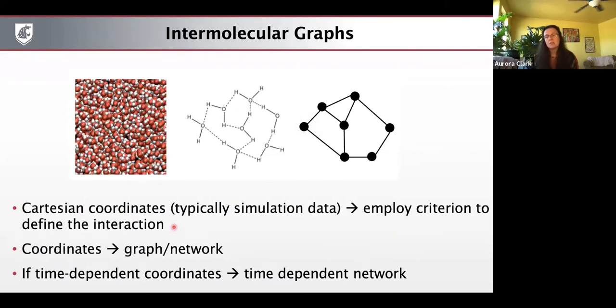Now, in our group, we study lots of different types of graphs, but one of the ones that we've really focused on because of this many-body particle interaction picture are what we call intermolecular network graphs. And these are based upon where we take the Cartesian coordinates of particles that are typically molecules, and we look at how those molecules are interacting with one another. And we use a definition of those interactions to take a molecular node and define the interaction between them to be an edge. And so within our simulation data, this allows us to take our Cartesian coordinates and create a graph or network, and if we have time-dependent coordinates, which we typically do, then we have a time-dependent network.